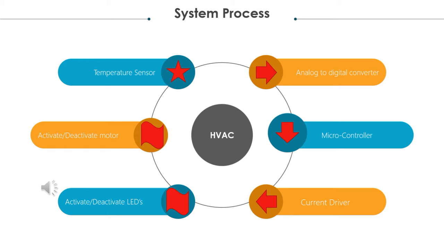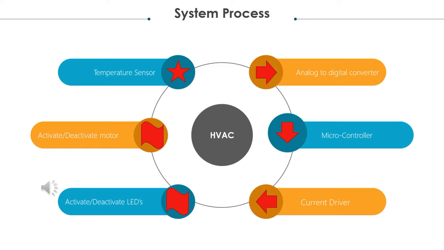In our HVAC system, we have three external devices. We have one motor and three LEDs to indicate the operation of the HVAC system. The system process is as follows, as we can see here on this loop of the HVAC system.